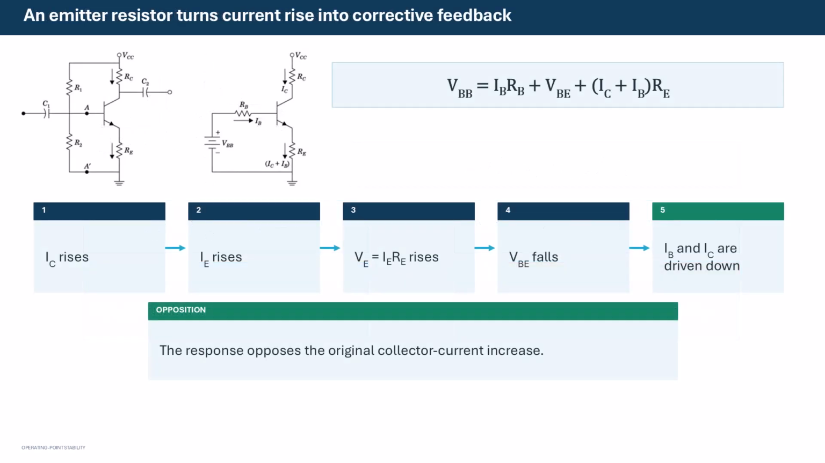In emitter resistor self bias or voltage divider bias, the base network can be represented by its Thevenin voltage and resistance. The base emitter loop includes the emitter current drop across the emitter resistor. If collector current rises, emitter voltage rises. With base voltage approximately fixed, base emitter voltage falls, reducing base drive. This is the stabilizing feedback path that fixed bias lacks.